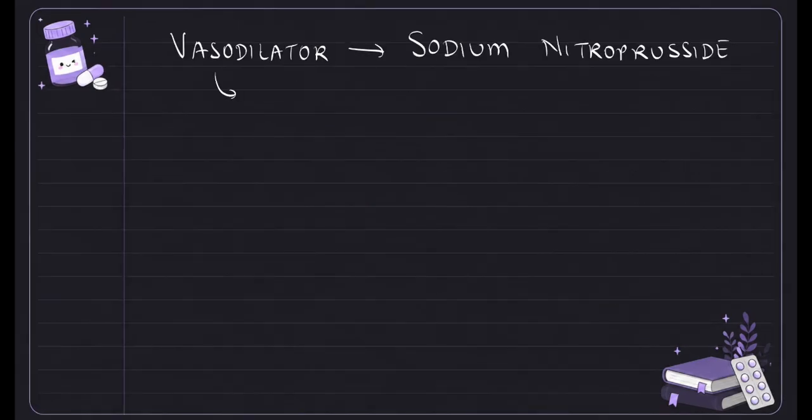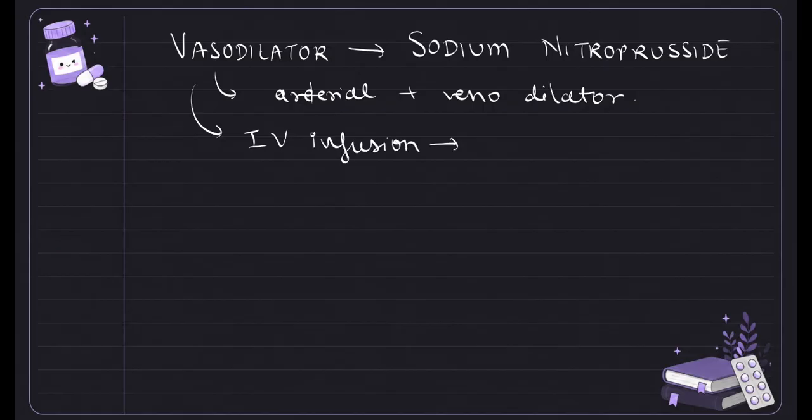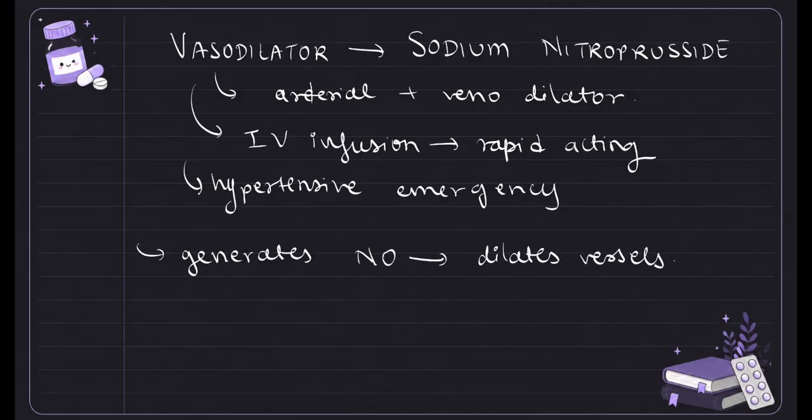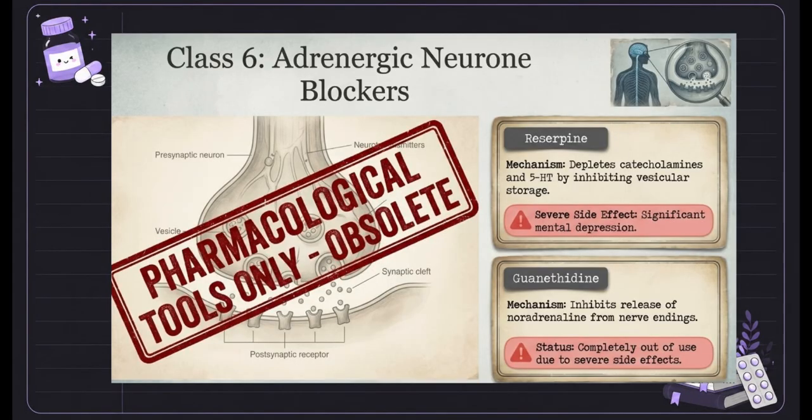Within the vasodilators, one drug stands alone for emergencies, sodium nitroprusside. This is both an arteriolar and a venodilator. This means it relaxes both arteries and veins. It's a highly potent, rapidly acting intravenous infusion. We use it strictly for hypertensive emergencies. It works by generating nitric oxide both enzymatically and non-enzymatically. This nitric oxide rushes into the tissue. It causes an immediate, profound relaxation of the blood vessels.